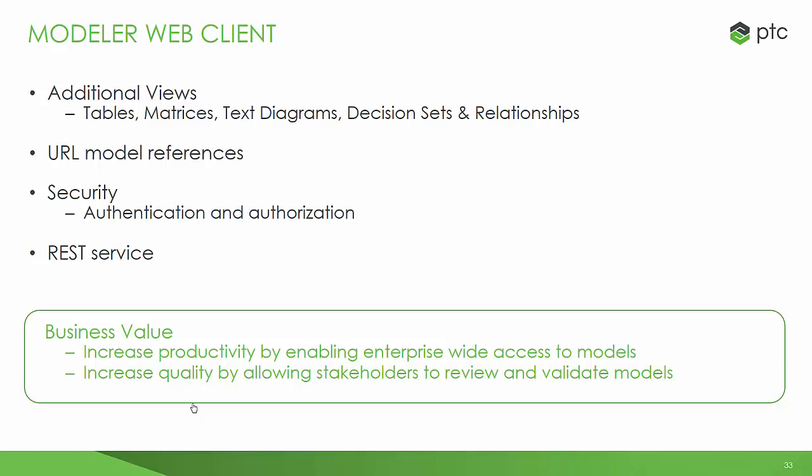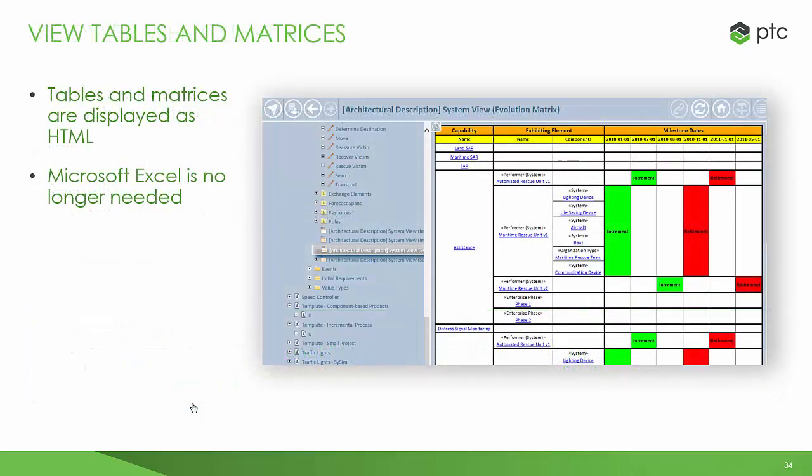We've added security, and all of this now runs on an underlying REST service. So this gives us real business value, making system models much more widely available inside an organization. They don't need to install Integrity Modeler, they can access those models directly through the web. Also improving quality by getting stakeholder buy-in and early review through this new web interface. So let's take a quick look at some of those items.